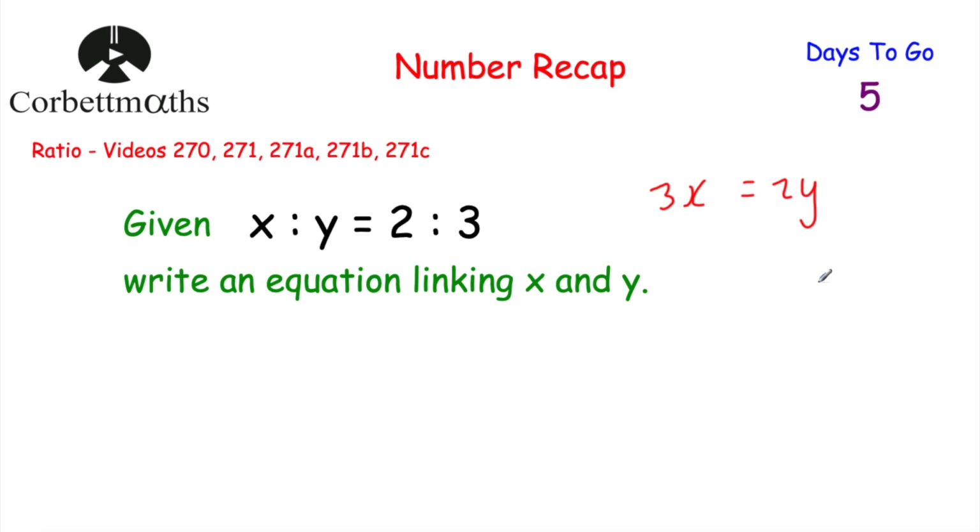And we can either make x or y the subject if we wanted to, so we could divide both of these by 3 to get x is equal to 2/3 y, or you could divide both of them by 2, and so on. And if you wanted more of a recap on that, I think it's video 271C that goes through that in a bit more detail, but that's just a bit of a shortcut in terms of how you'd write a ratio as an equation.